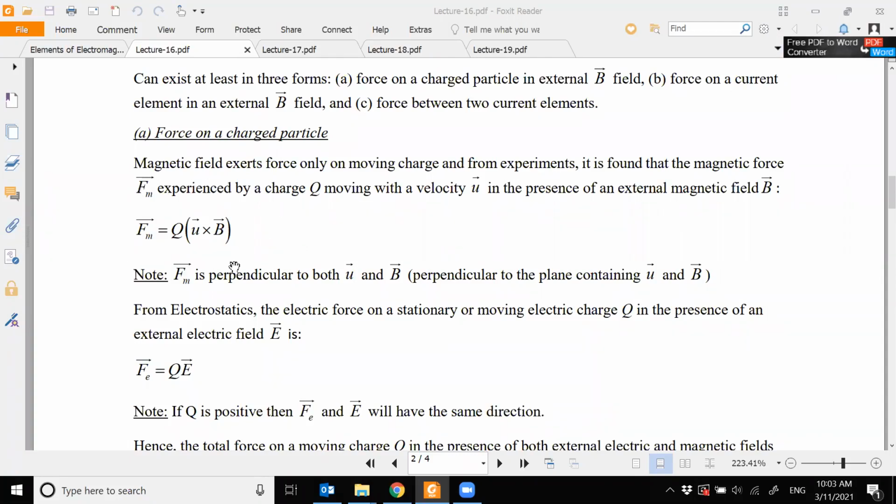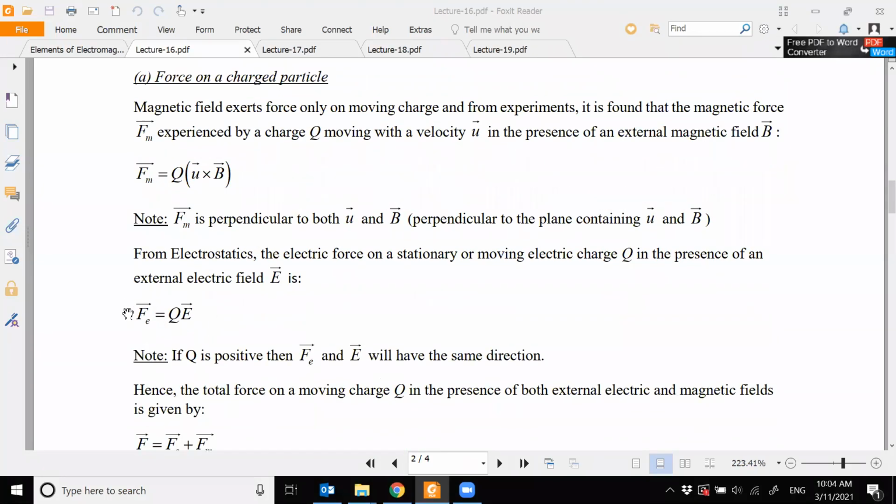So just look at the formula. The formula is clearly telling us that if my charge is moving with a velocity u in an external field B, then my force will not be in the direction where the charge is moving. That means it will not be in the direction of u. See, it is u cross B. So that means it will be in the direction perpendicular to both u and B.